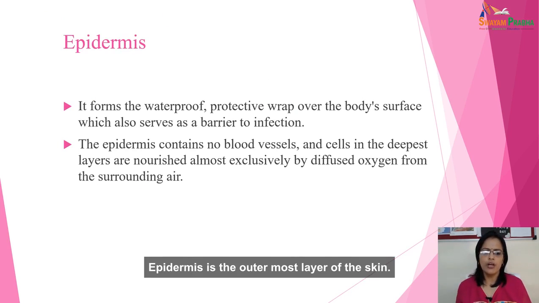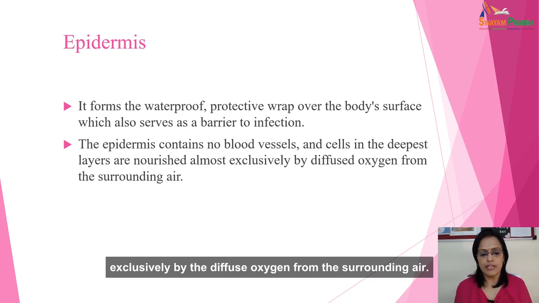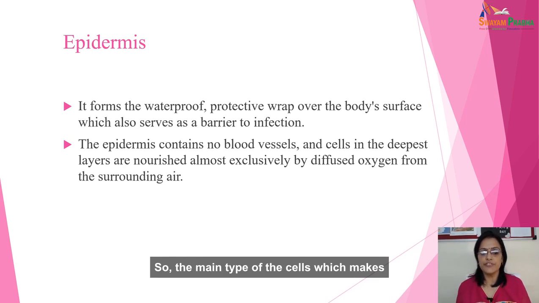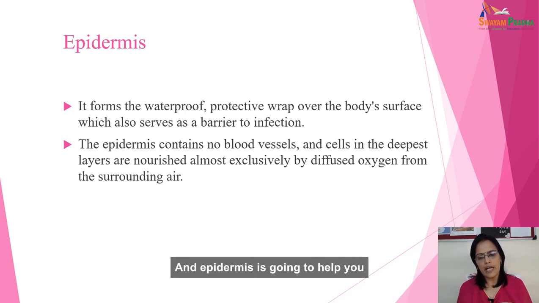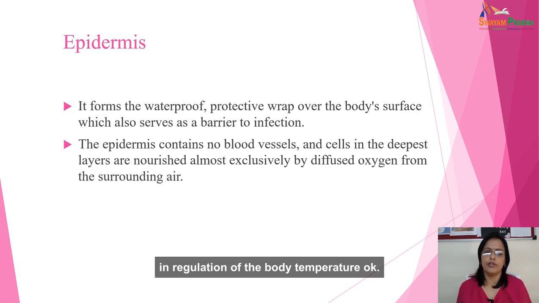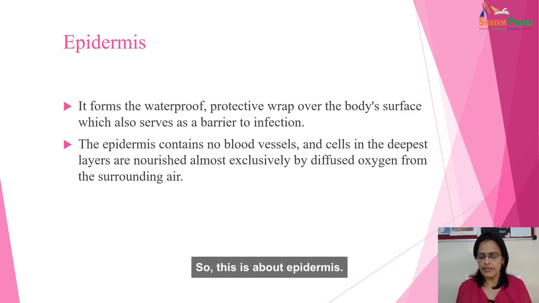Epidermis is the outermost layer of the skin, and it forms the waterproof protective wrap over the body's surface, which also serves as a barrier to infection. Okay, epidermis contains no blood vessels, and cells in the deepest layers are nourished almost exclusively by the diffused oxygen from the surrounding air. The main types of cells which make up the epidermis are keratinocytes, melanocytes, Langerhans cells and Merkel cells. And epidermis helps in regulation of the body temperature. Okay, so this is about epidermis.